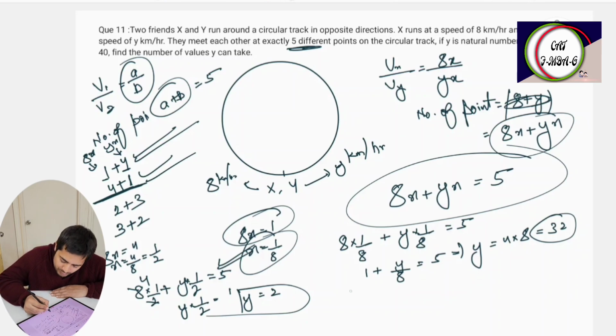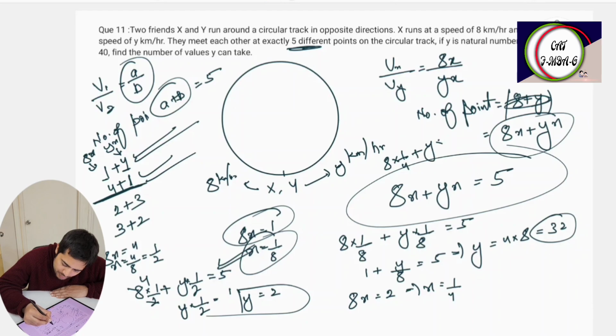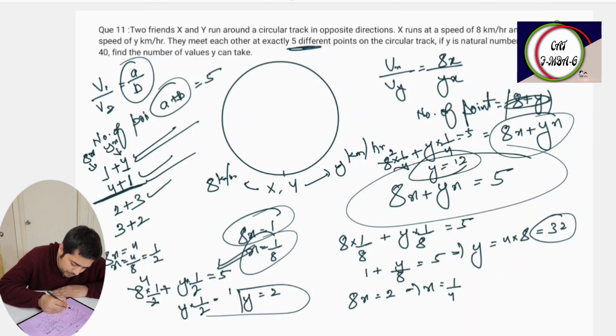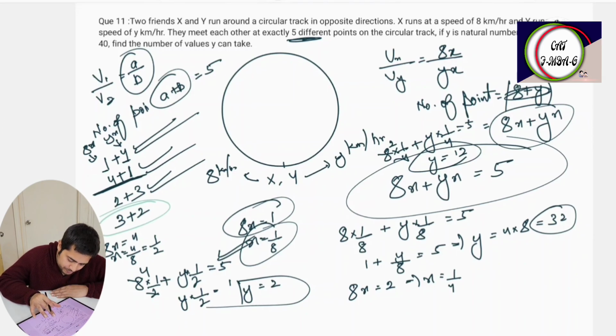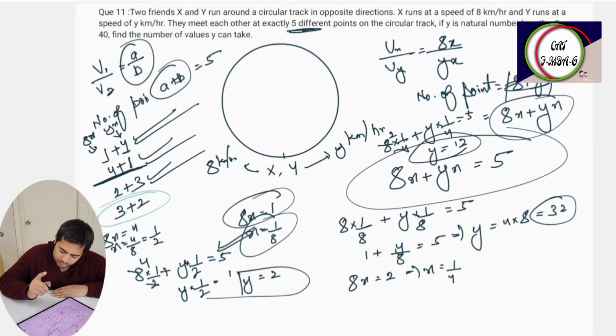Now 2 plus 3. So 8x is equal to 2, that implies x is equal to 1 by 4. So 8 into 1 by 4 plus y into 1 by 4 is equal to 5. 8 into 1 by 4 is 2, so y is equal to 12. This is also working out. Till now we have found three values of y: y is equal to 2, y is equal to 12, and one more, y is equal to 32.